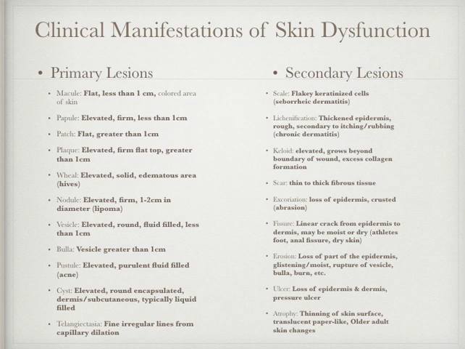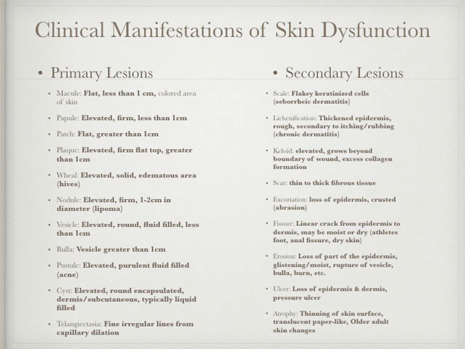Vesicles are fluid-filled. They're smaller, so they're less than 1 centimeter, but they're usually fluid-filled. And like I said, that would be a good example of a tiny blister or herpes zoster. A bulla is basically a vesicle. It's the same thing, but it's bigger. So that would be like a large blister or a burn. Pustule, a good example is acne. So the difference between a vesicle and a pustule is that it's purulent fluid. So a good example is a pimple or acne.